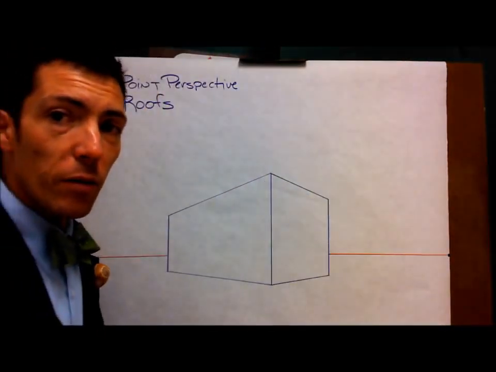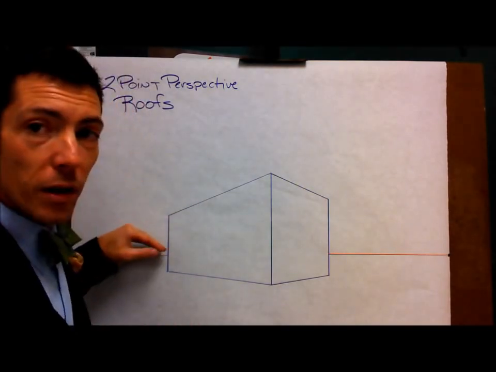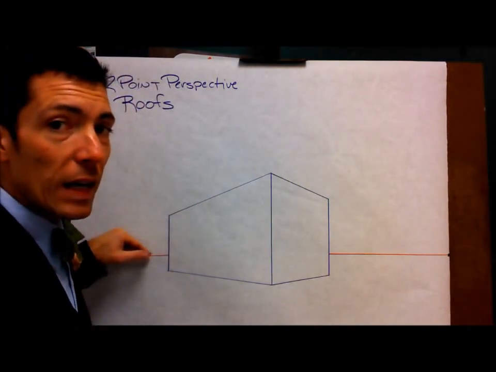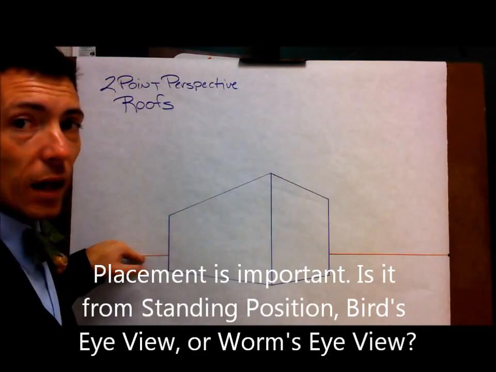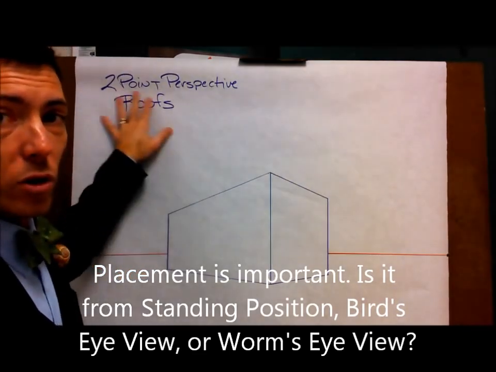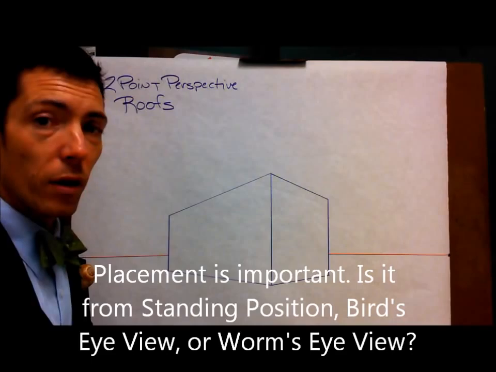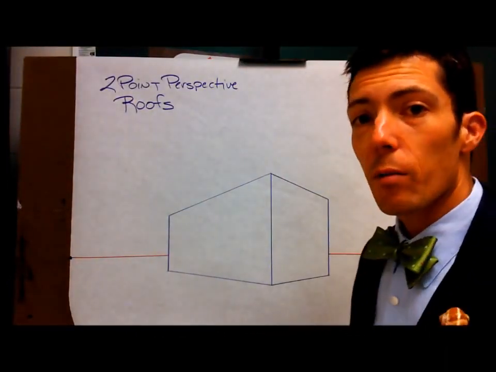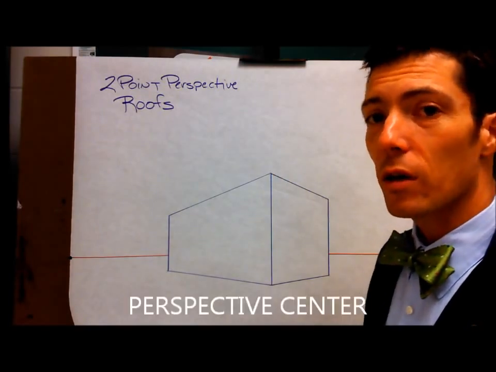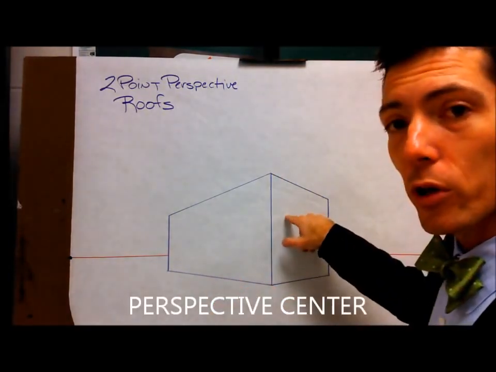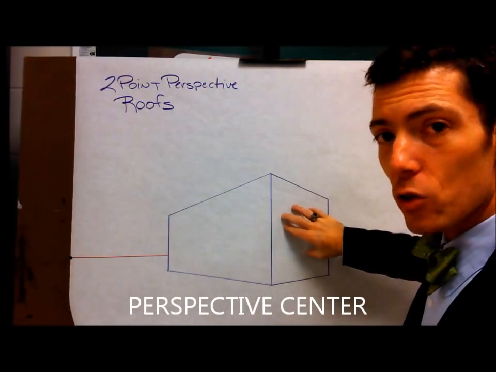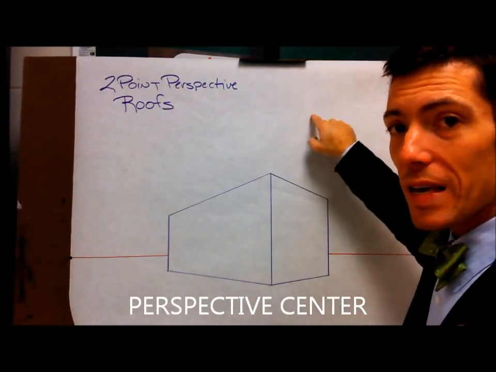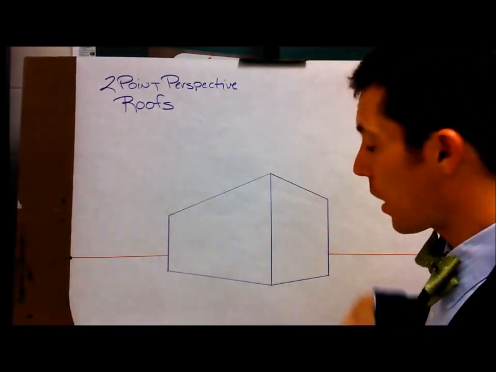One of the things that we've got to talk about a little bit is our placement of our horizon line. In this case, I've placed the horizon line low so that we have more space up here to play with the roof. The first thing that we're going to do is find perspective center on one of these sides. I'm going to choose this side, and this is where our roof is going to be peaked. The peak of the roof will be up here.